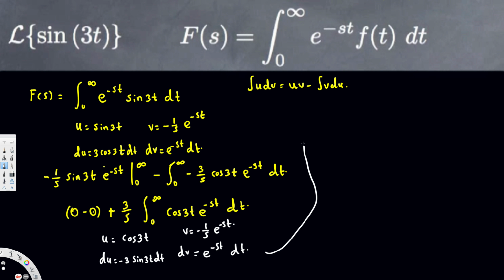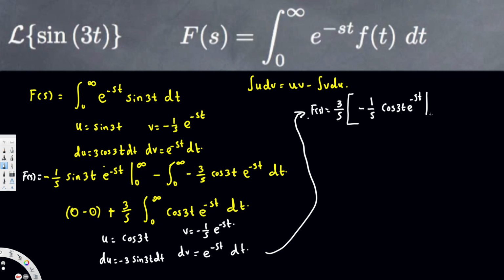Now let's continue this one right here. The whole thing is equal to F(s), and here we are going to have F(s) equal to 3 over s multiplied by everything. Then inside of this one we are going to use the same formula: integral of u dv equals uv minus integral of v du. In our case, this is cos 3t multiplied by negative 1 over s e^(-st). That's going to become negative 1 over s cos 3t e^(-st).